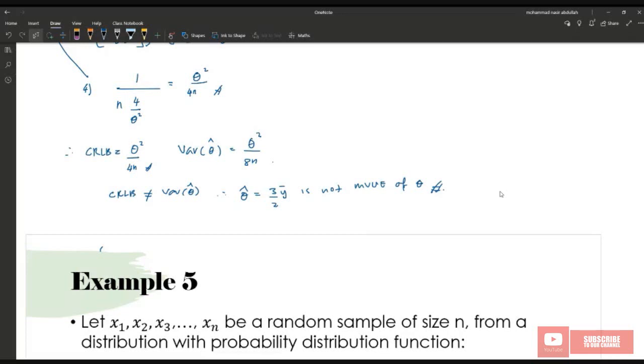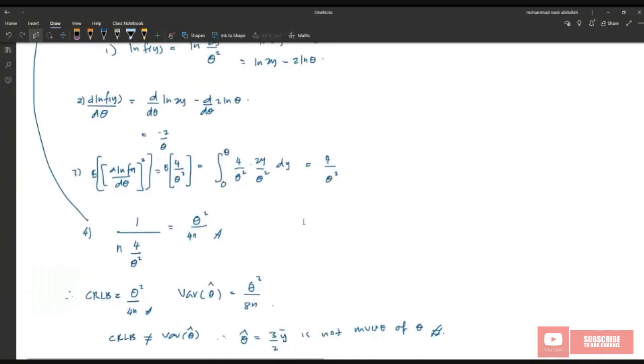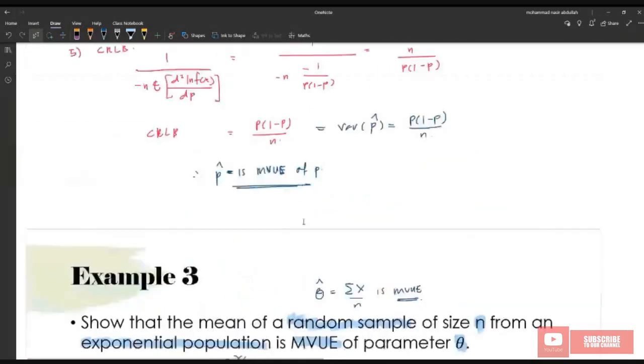So I have another 2 examples, right? Do you want to see another two examples, example number 5 and example number 6, or do you want to stop now? You want to stop now, right? Okay. If you want to stop now, it's okay. Don't worry. Just digest the formula and the theorem, right?